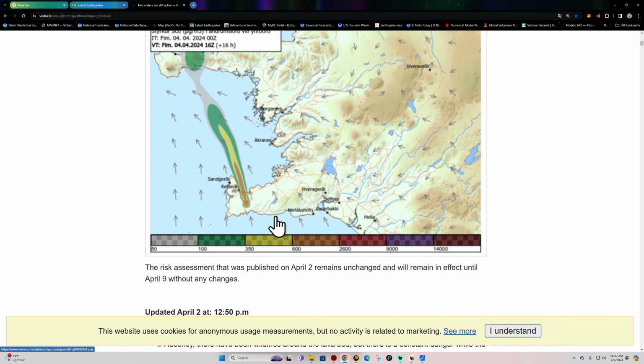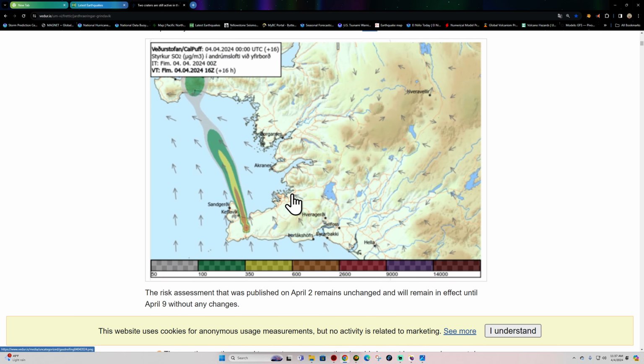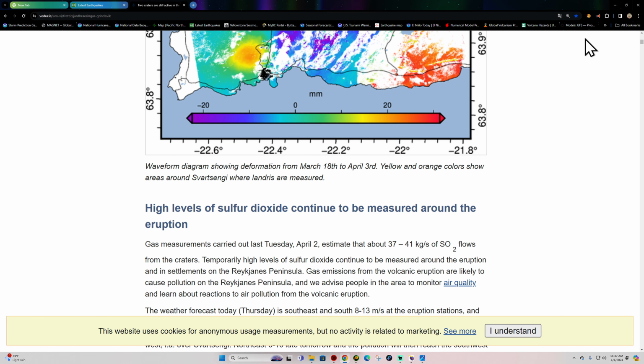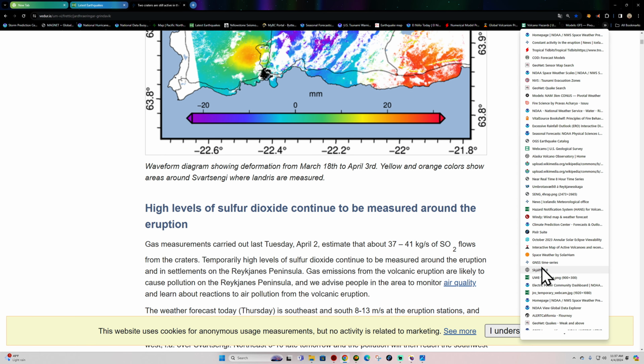This is the wind map. Looks like that is headed all straight north, due north from the ongoing eruption activity there. So we'll continue to watch that. Let me see if we've got any different earthquake activity going up there.